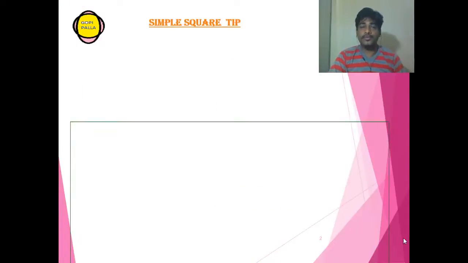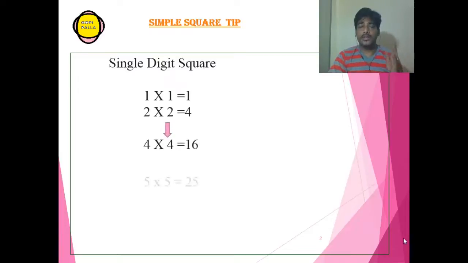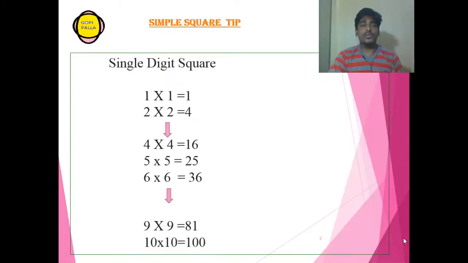So here we go. If you want to calculate the square of a single digit, it is very easy. 1 by 1, 2 by 2 is 4, 3 by 3, 4 by 4, 5 by 5, 6 by 6, up to 10 by 10. It is very easy to do. You don't need any calculator. But beyond this, for any perfect square of 2 digits, 3 digits, any number of digits, definitely you need a calculator or it takes some time.